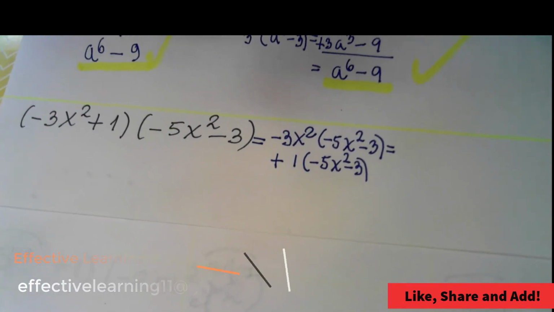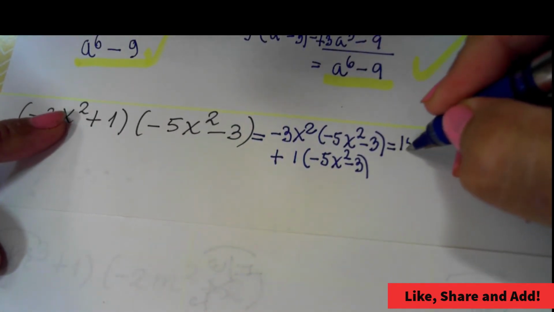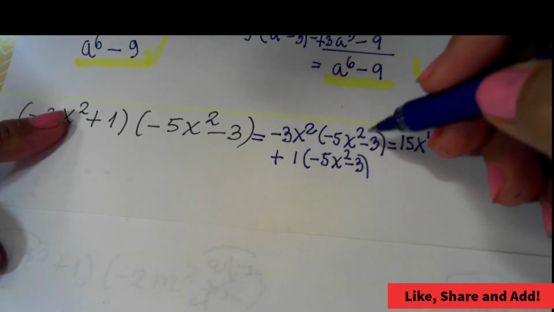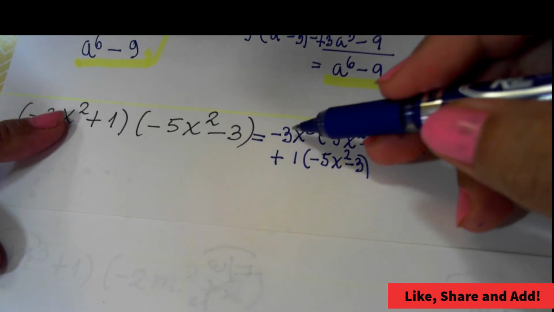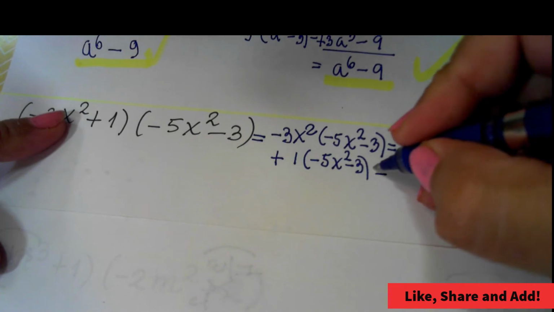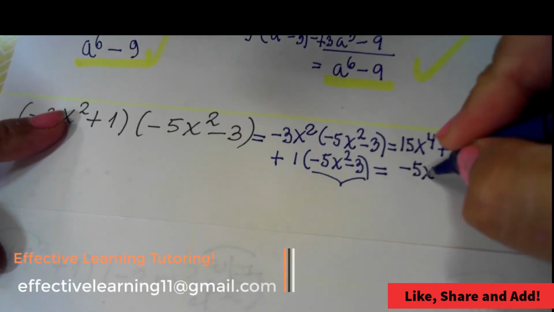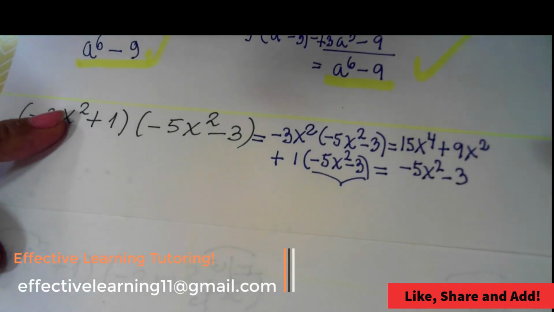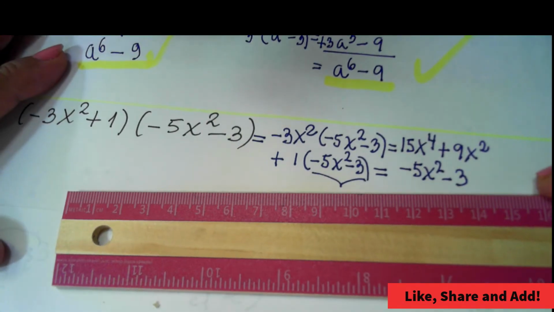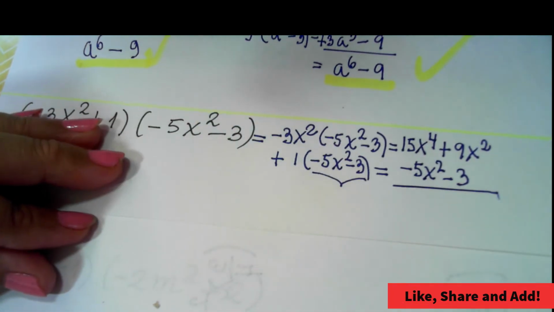I have to find out the solutions. Negative 3 and negative is positive. 15. X squared is x4. Negative and negative is positive. 3 times 3 is 9. X squared. And here, 1 times any expression, you are going to get the same. X squared minus 3. Remember, number 1, when you multiply with 1, you get the same answer. Okay? That's the rule. Now we have to apply similar terms.